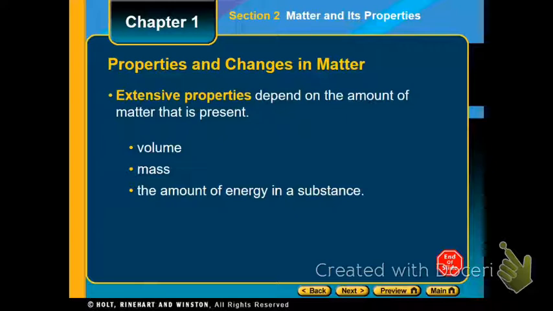So again, volume does measure an amount. If you think about a 2-liter Coke or a gallon of milk, it does tell you how much you have of that substance. Mass, if a penny is 5 grams, that is the mass of it. It tells you how much copper that you have for your penny. And then, of course, your energy is another example. So those are extensive properties.